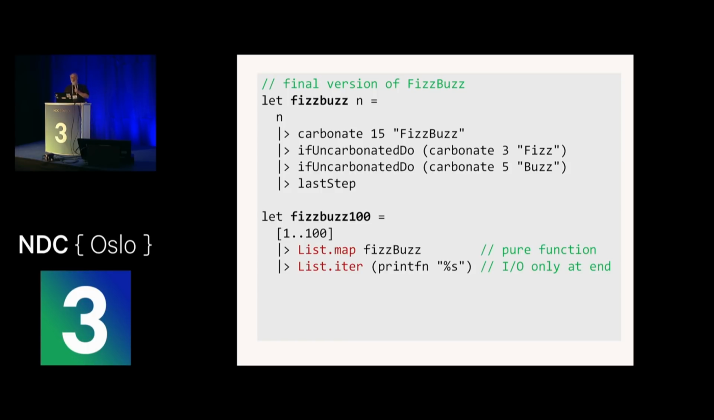So what's interesting about this is we're only doing the I/O, we're only printing things at the very end. Everything else is a pure function with no side effects. Unlike the first example I showed you where it printed right in the middle of the loop, this is a much more reusable kind of code.